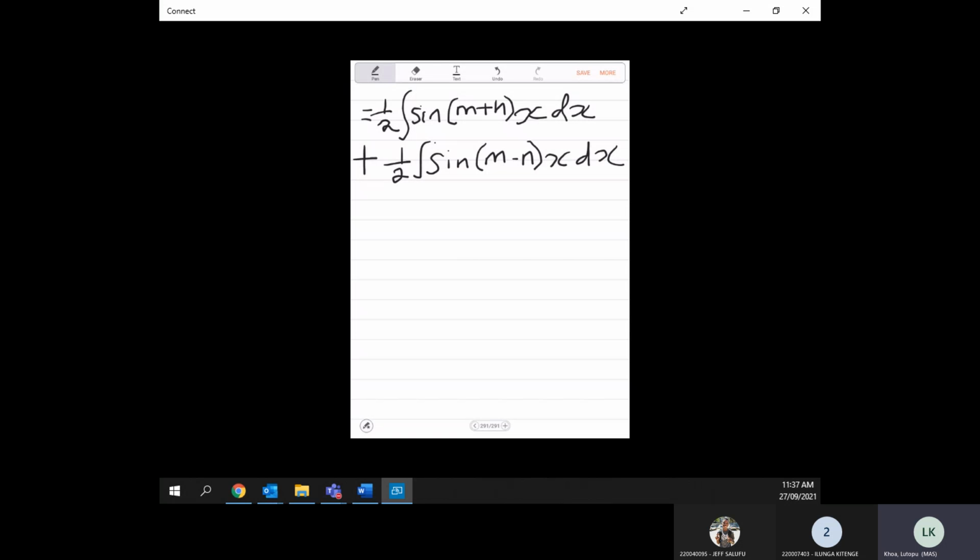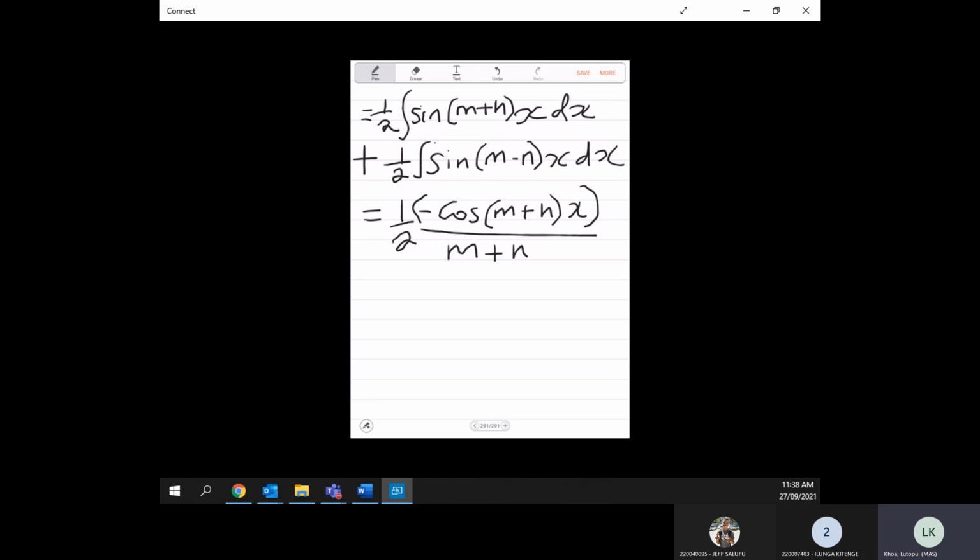And we know how to integrate sine m plus n x. So the half will be outside. So this is just a half. And then the integral of sine is minus cos. So we have minus cos m plus n x, and then we divide by the derivative of m plus n multiplied by x. So it's like this, and then we divide by m plus n. That's the integral of the first one.